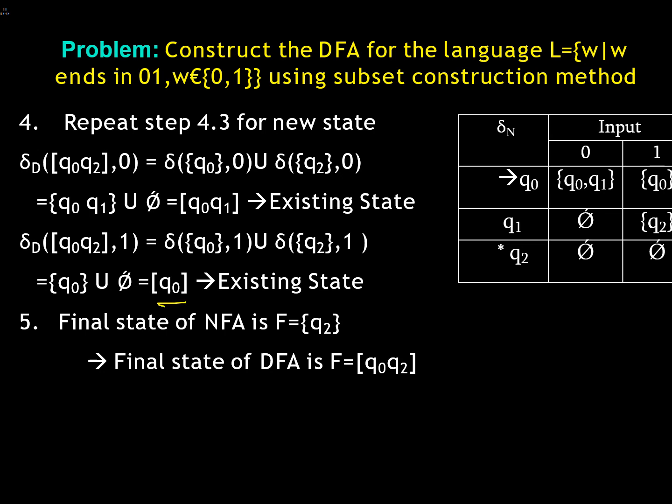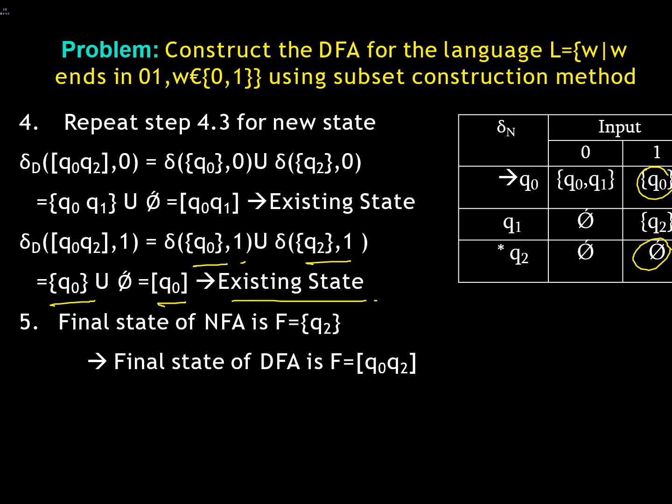Q0 Q2 on 1 goes to, again it's Q0. So you can see Q0 on 1, Q2 on 1. Q0 on 1 is nothing but Q0. Q2 on 1 is nothing but null. Okay, I'm going to have ϕ. So union, you will be getting Q0. So this is the existing state.